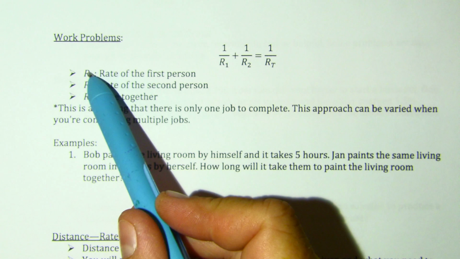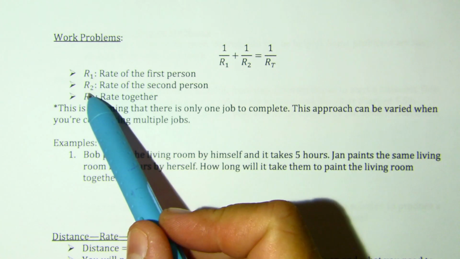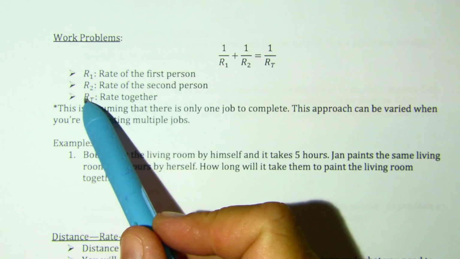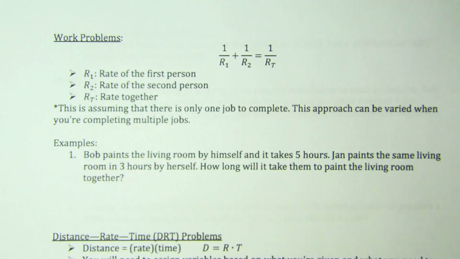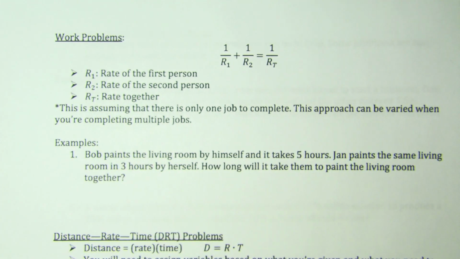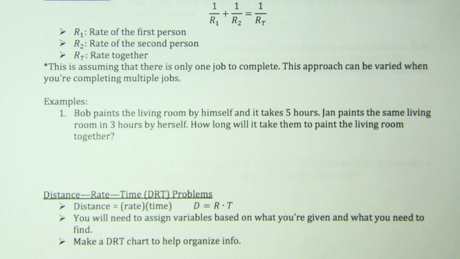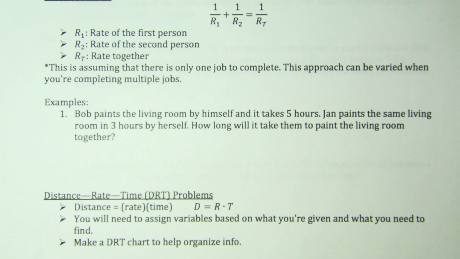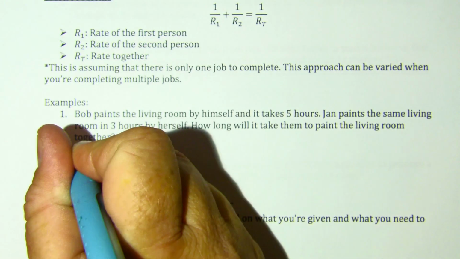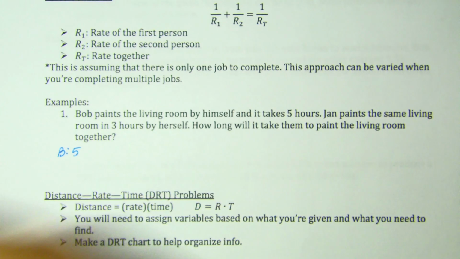Sometimes we know the first person and the second person, we're trying to find their rate together. Sometimes we know one person and then their together rate and trying to find the second person's rate. It's not a lot of variation here. So the example we're looking at here, it says Bob paints the living room by himself and it takes 5 hours. So Bob, 5 hours.